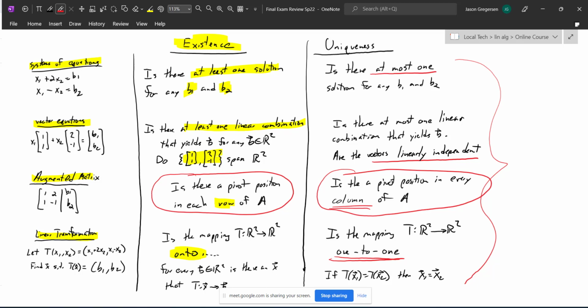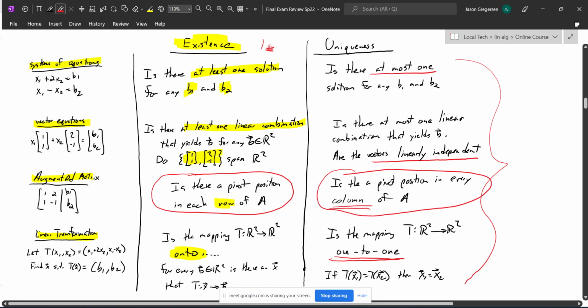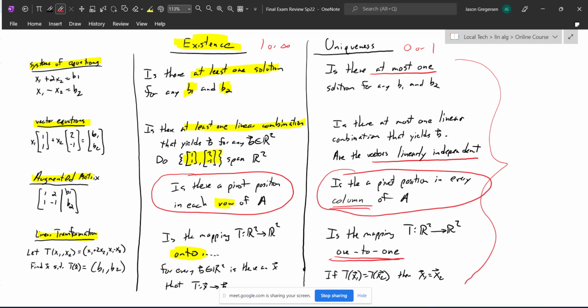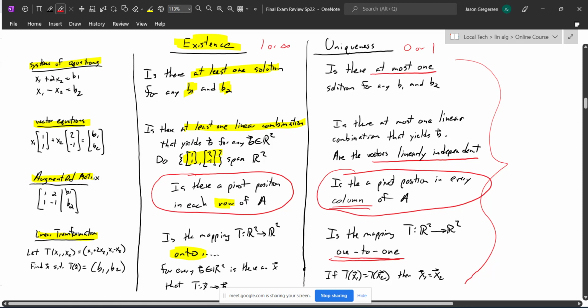Okay. So existence means there's one or infinitely many solutions. Uniqueness means there's 0 or 1 solution. And if we have a square matrix, well, in that event, if there's a pivot in every row, there would have to be a pivot in every column. So specifically for a square matrix, if any one thing is true in either column, then everything is true, and there would be exactly one solution. And that will also tell us that the matrix is invertible. Okay? So that is our big summary of existence and uniqueness.